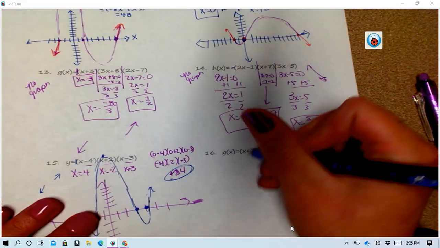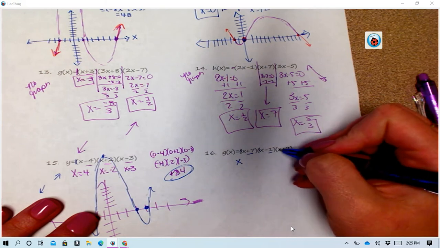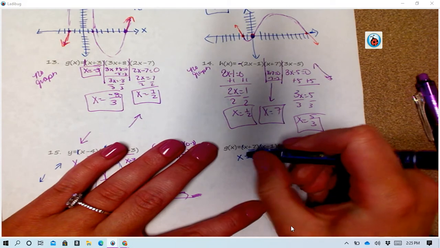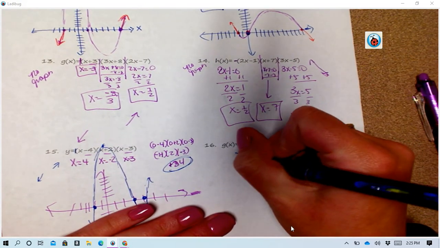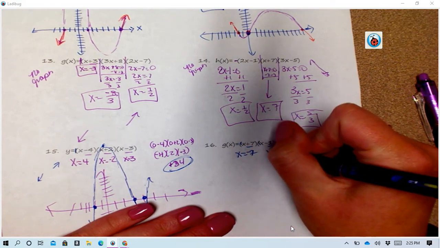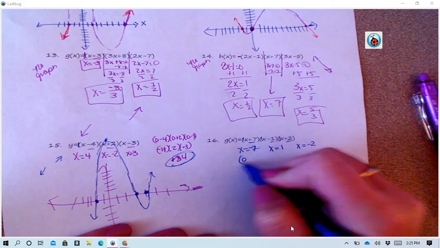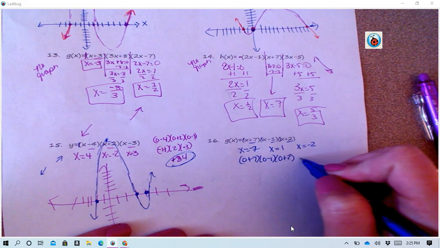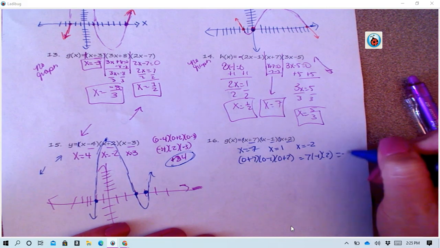For 16, these are all whole numbers because there's no coefficient in front of x. So the opposite of a +7 is a -7. The opposite of a -1 is a +1. The opposite of a +2 is a -2. And I'm going to find my y-intercept, which would give us 7 times -1 times 2, which would be -14.